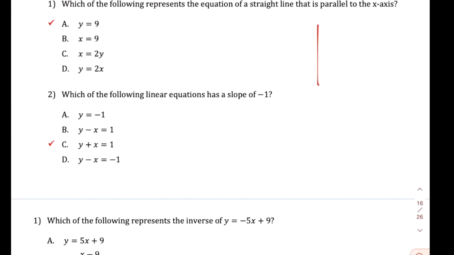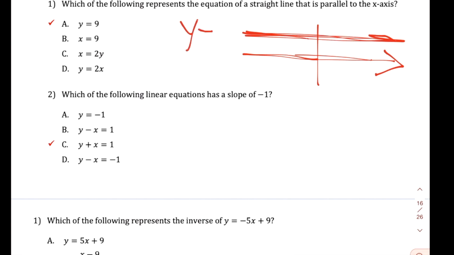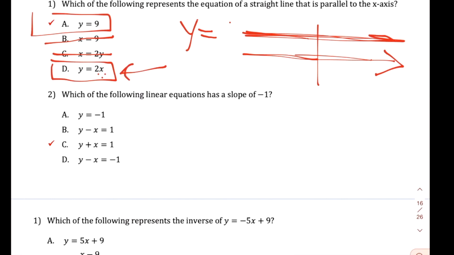Remember, parallel to the x-axis is like this. This is your x-axis. Parallel to the x-axis is always y equals a number. So don't take the x. So you have 2 options: y equals 9, y equals x. y equals x is not parallel to the x-axis. The y equals x is like this, because there is x. So it has to be y equals a constant.